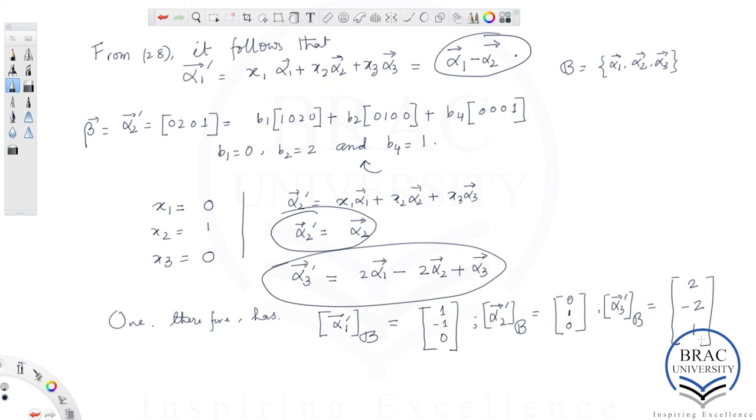Okay, so which means that if I write this invertible matrix P, then the first column of this matrix P is going to be this column vector, and the second column of P is going to be this column vector, and the third column of P is this column vector. So P can be written down neatly as 1 minus 1 0, 0 1 0, and 2 minus 2 1. Okay, and we are done. We are supposed to find this matrix P, the transition matrix between the alpha basis and the alpha prime basis.